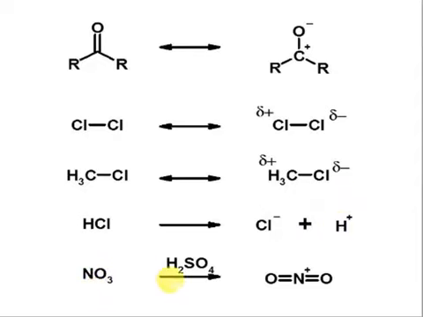Here we have a nitronium ion. In case there is an H missing, please put in H here, right? So nitric acid in the presence of sulfuric acid, when it reacts together, we get a nitronium ion here. You can see the nitrogen here is positively charged, right? So this nitrogen, being positively charged, will act as an electrophile, right?